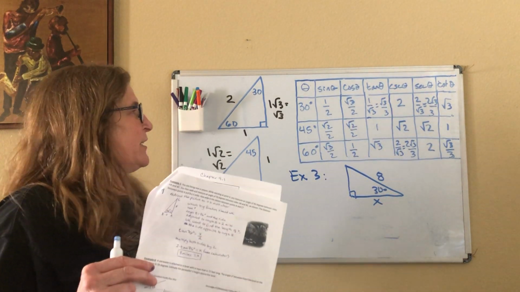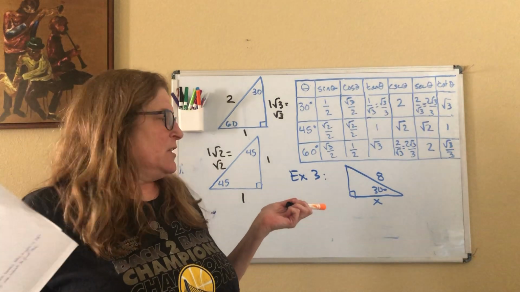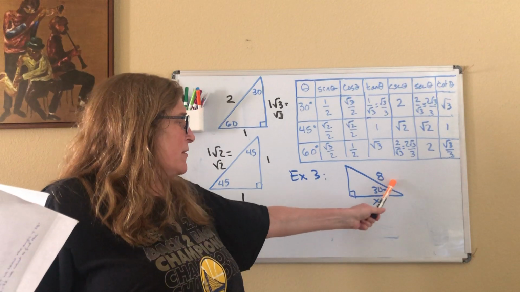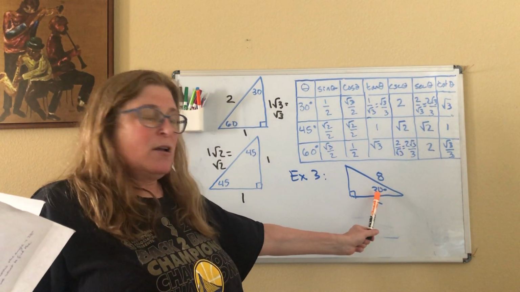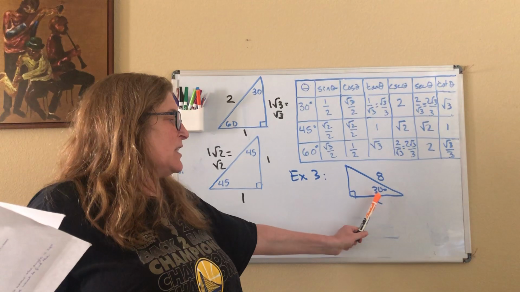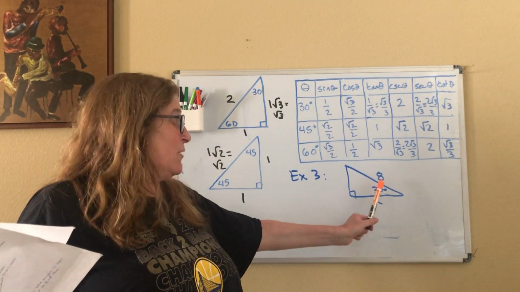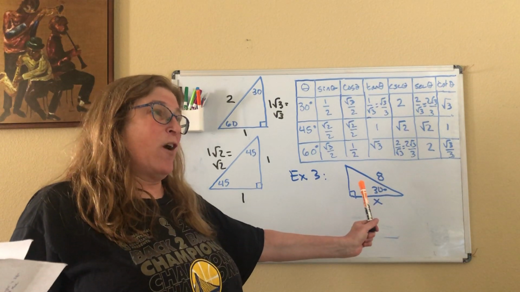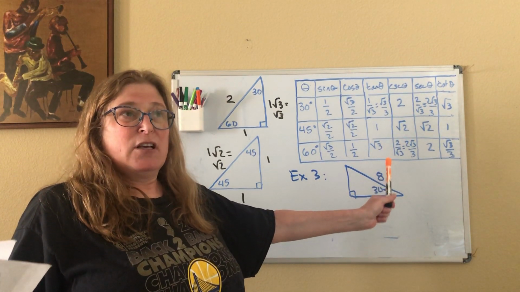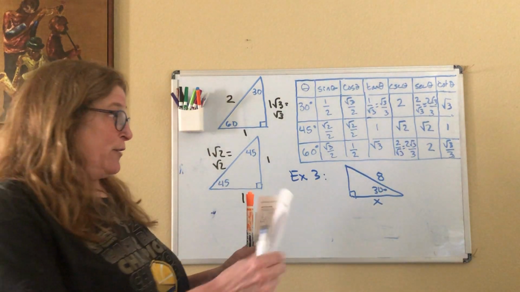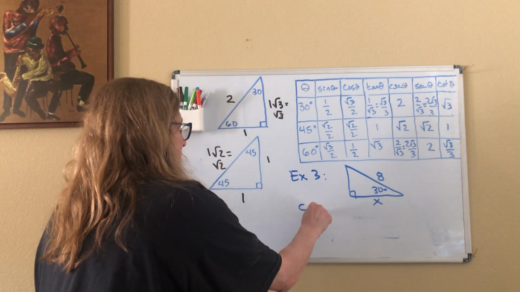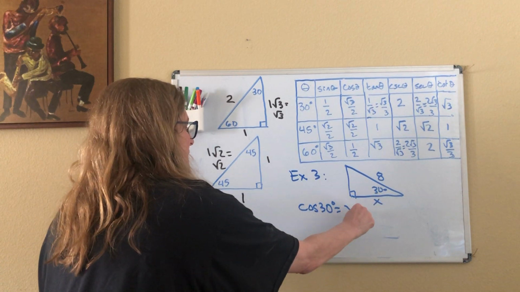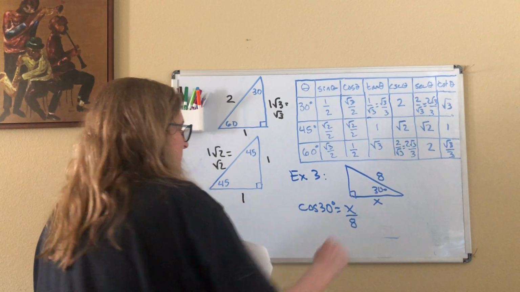We have to decide which trig function is going to be the best one to use. Well, let's look at the sides. This 30-degree angle, what are the sides that are relevant to our problem? Well, we're trying to find x, which is adjacent to 30, and we know that the hypotenuse is 8. So adjacent and hypotenuse, a good trig function to use would be cosine. So cosine of 30 is equal to adjacent over hypotenuse.